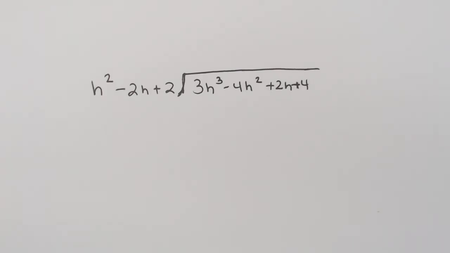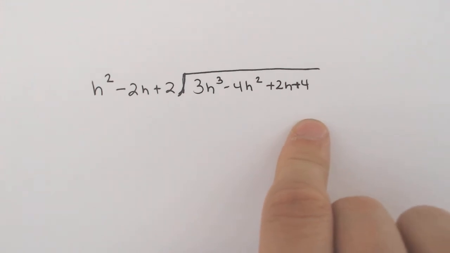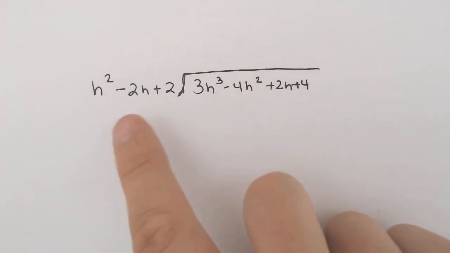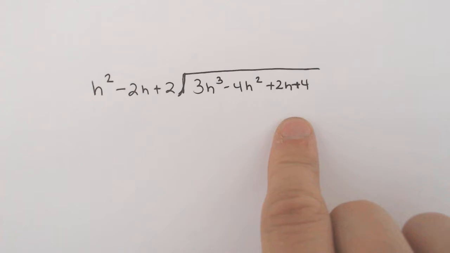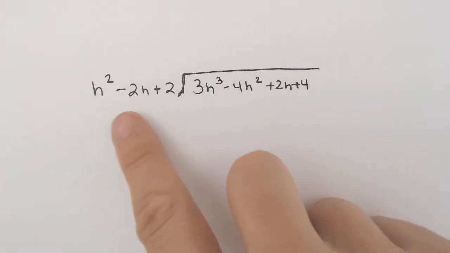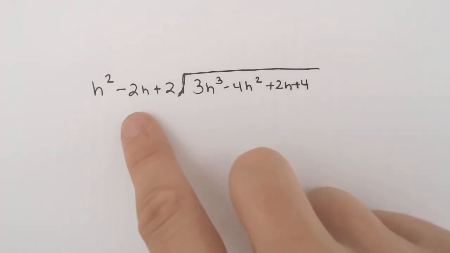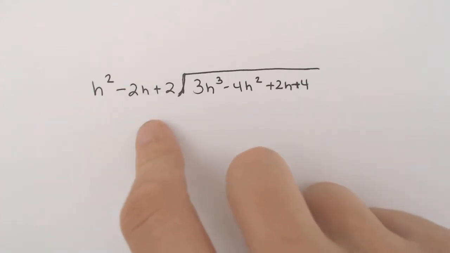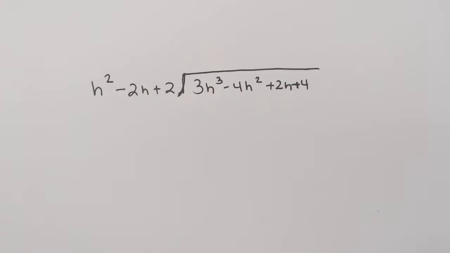Today, we got a little bit of a doozy. We have polynomial division, but with long division. So polynomial long division is when you have something that you're dividing that needs to be divided by something a little bit more elaborate, like h squared minus 2h plus 2. That is dividing by something a little more crazy.